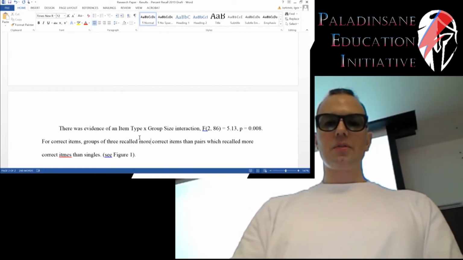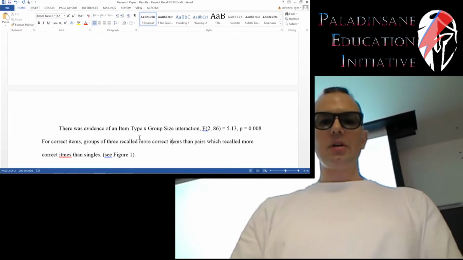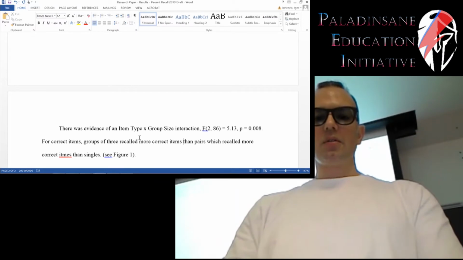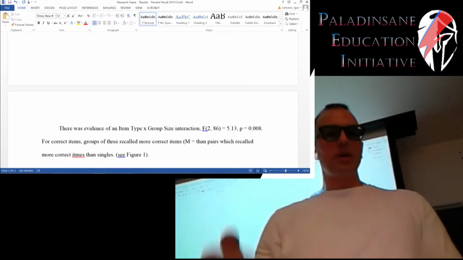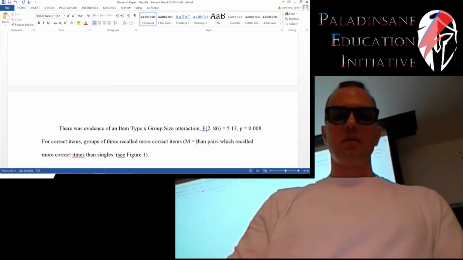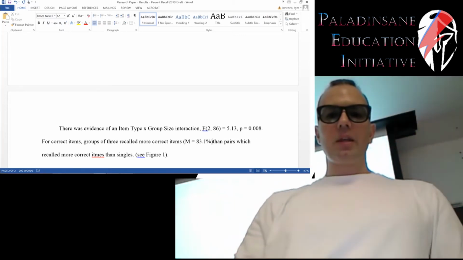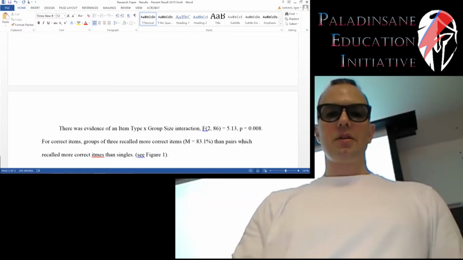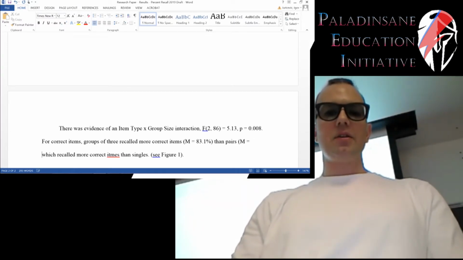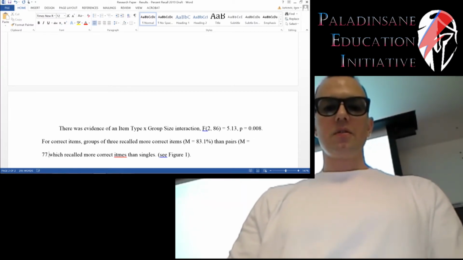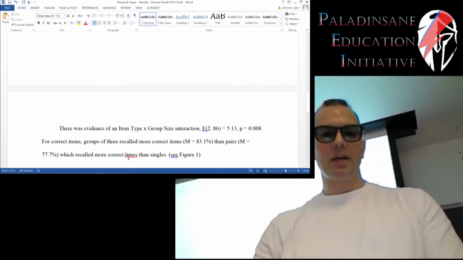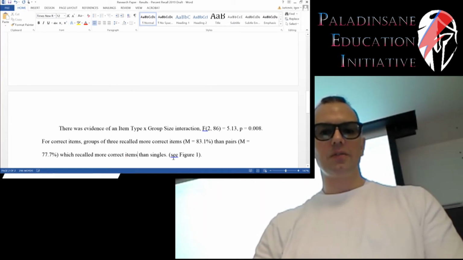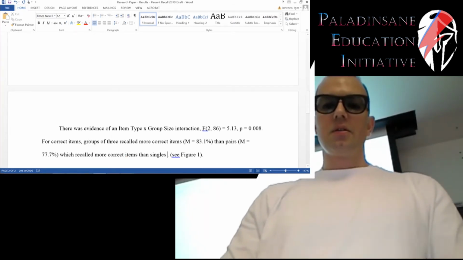All right, so groups of three recalled more correct items. Put the mean in right there. What was the mean correct items recalled by groups of three? 83.1. All right, then pairs. What was the mean for pairs? 77.7. Which recalled more correct items than singles. What was the mean for singles? 69.8.